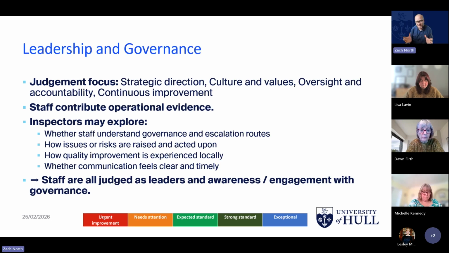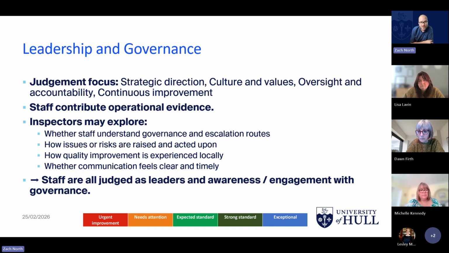The next one, and this is the last of the whole provider judgments, is around leadership and governance. So this looks at the strategic direction of the institution, the culture and values that we have, the oversight and accountability of the provision and how that works at programme level, how that works at school level, how that feeds up to faculty, and then how that feeds up to the institution. And so it's operational evidence here. It's about understanding the governance and escalation routes if we need them, how we identify risks and escalate those, and how we do that in partnership with employers as well. And how we experience and manage quality improvements.